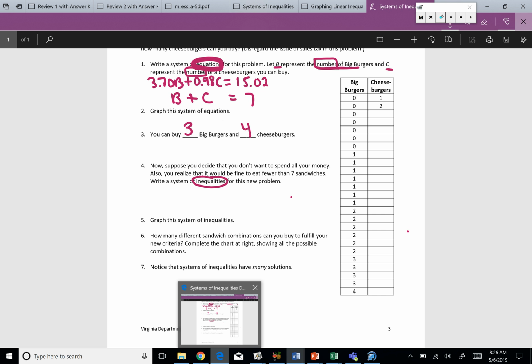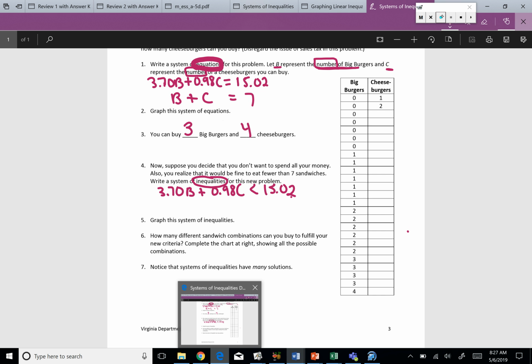So if we take our money situation, 3.70B plus 98 cents C, and we have $15.02. It says we don't want to spend all of our money. So which way is my symbol going to open? Towards our B's and C's or towards my 15.02? To my 15.02, because 15.02 is the most that I want to spend. So remember we did some application last week with inequalities, and we talked about not getting hung up on whether we're going to do less than or greater than. Because really, a less than or greater than depends which way you have your inequality arranged. I have a less than right now, but if I flip-flop sides, if I put my 15.02 over on the left side, now a greater than makes sense.